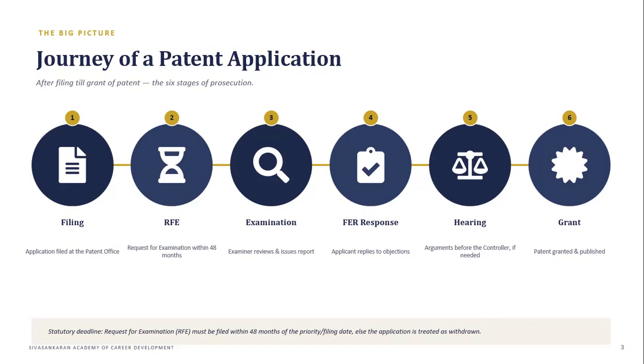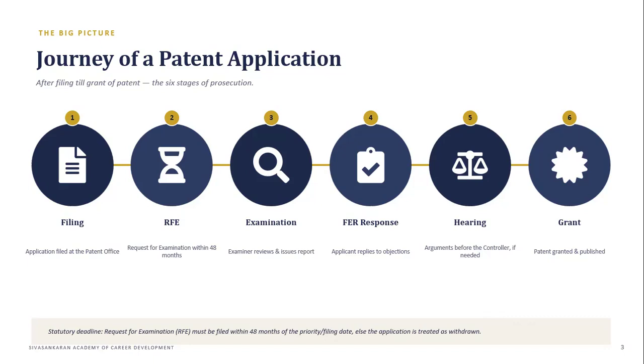where the applicant addresses the objections raised by the examiner. The fifth stage is the hearing, if a hearing becomes necessary under certain cases. And finally, the sixth stage is grant, followed by publication. An important timeline highlighted in this presentation is that the request for examination must be filed within 48 months of the priority or filing date, as applicable.